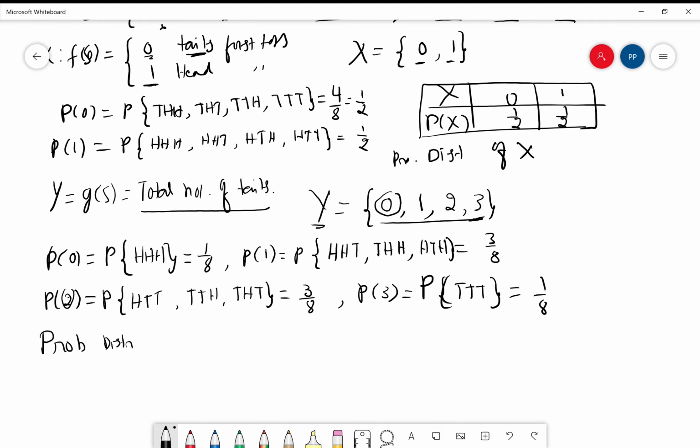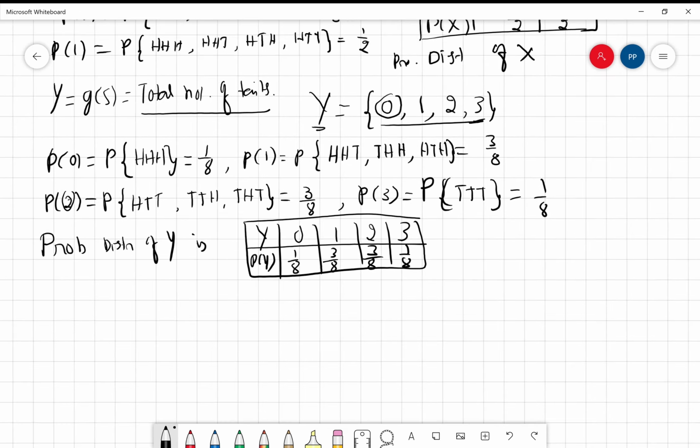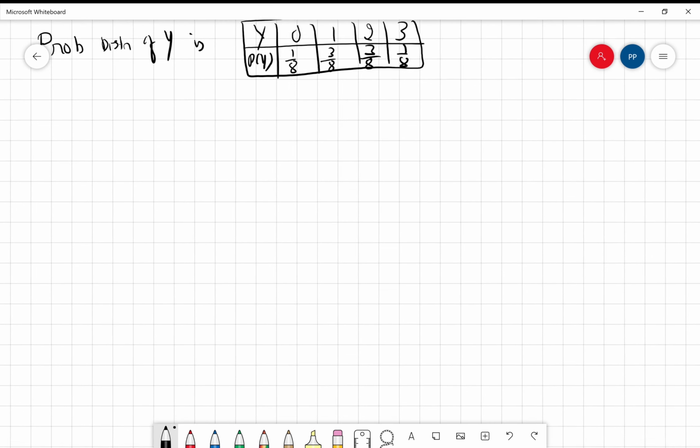y takes the values 0, 1, 2, 3. And what are the corresponding probabilities P of y? They are 1 by 8, 3 by 8, 3 by 8, 1 by 8. So these are the individual distributions of x and y.